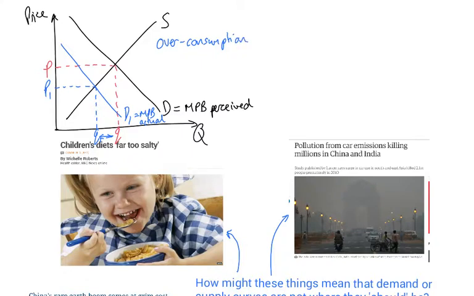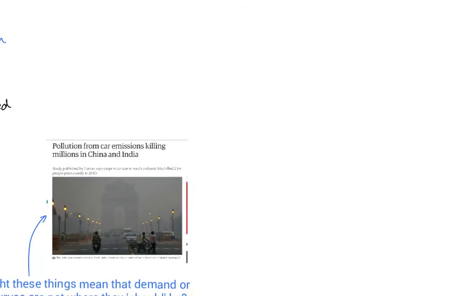Or to use other words, we have a situation where too many resources are being allocated to the production of these goods, and therefore we have allocative inefficiency. And in this particular case, it's because salty food would be called a demerit good. And a demerit good is a good where the people consuming it do not fully appreciate the costs that they themselves incur as a result of the consumption of the good. The result of it being that we have overconsumption.